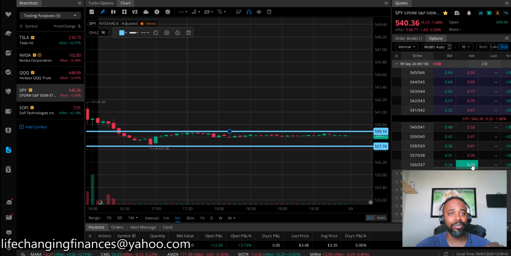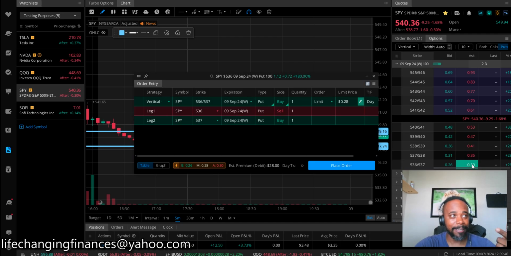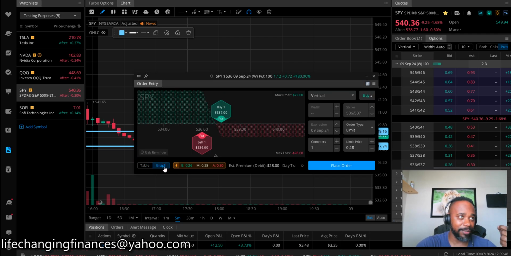Now, let's say I want to do a put debit spread, you would do buy. And so if I hit the graph here, it's saying, and this is the opposite way, if this thing goes below 536, then I start to make money. But if it stays above 536, then I could potentially lose $28.